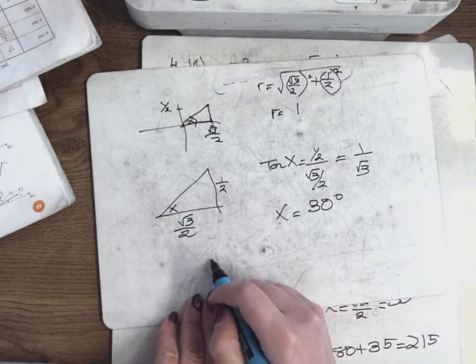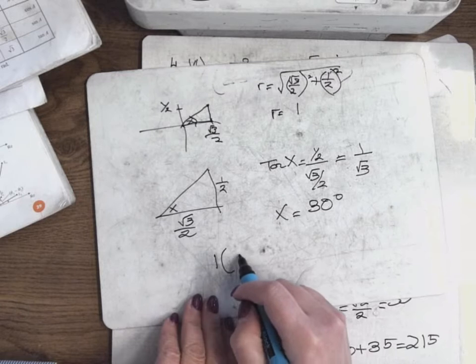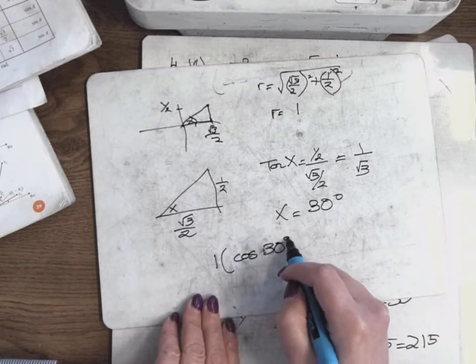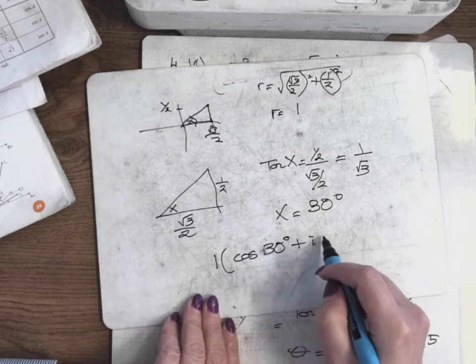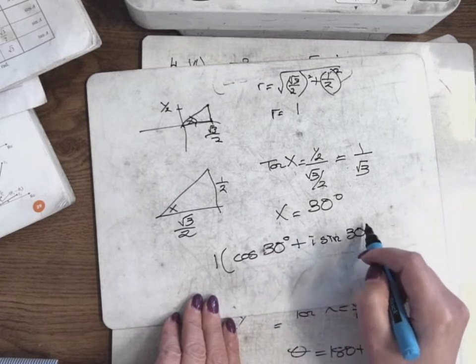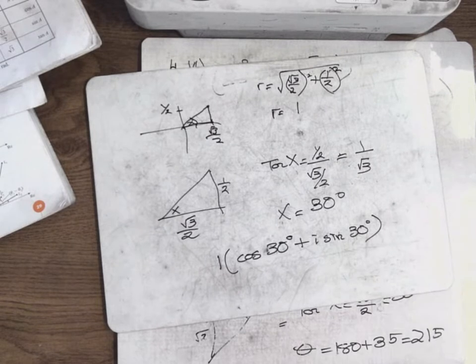So in polar form, that's equal to 1 times cos of 30 plus i sine of 30. Is that okay? Are we okay with that? Right, okay. So now, is there anything else from the homework? That was the last question, wasn't it?